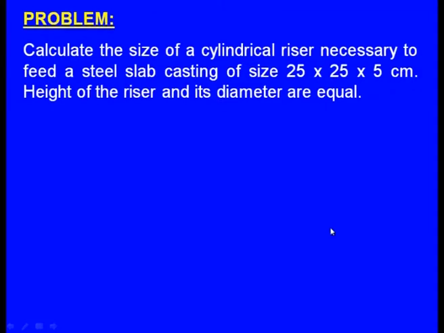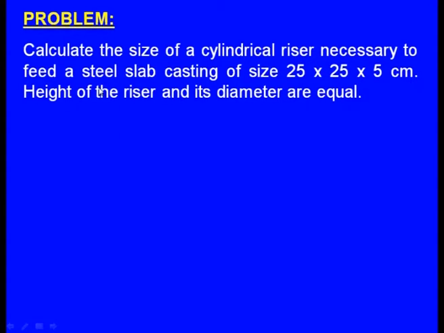Now, let us see a problem: how to get the design of the riser using the Keynes method. Calculate the size of a cylindrical riser necessary to feed a steel slab casting of size 25 × 25 × 5 cm. The height of the riser and its diameter are equal, which means it is a side riser. Now, how to design the riser, that is, how to get the dimensions of the riser.